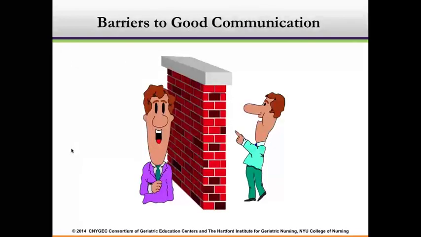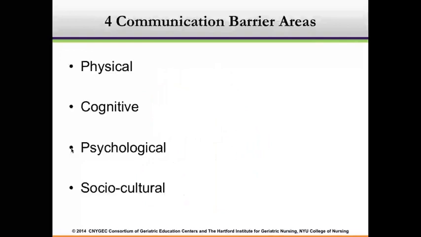So let's move on to what all these barriers are now to good communication. We know the components of what good communication should be, so let's look at the barriers. And there are 4 of them. There are physical barriers, cognitive barriers, psychological barriers, and socio-cultural barriers. So let's start with physical barriers.